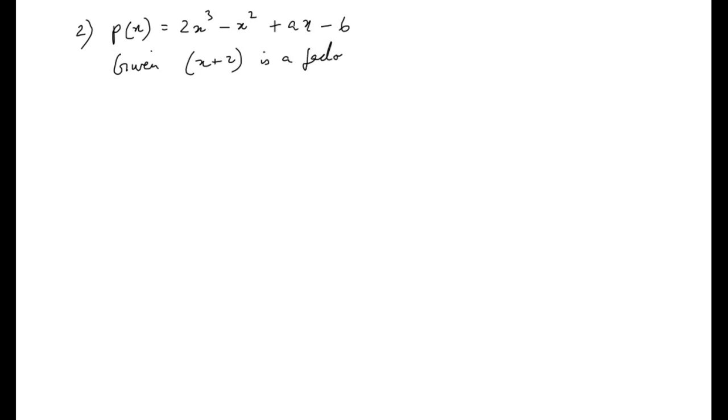P of x is given as 2x cubed minus x squared plus ax minus 6, and it's given, so we don't have to prove it, that x plus 2 is a factor, and we are tasked with finding a and then factorizing it completely.